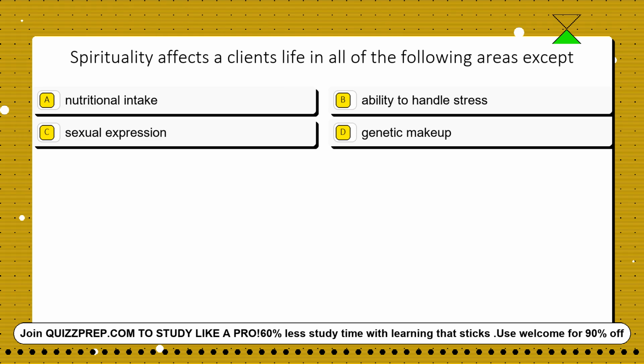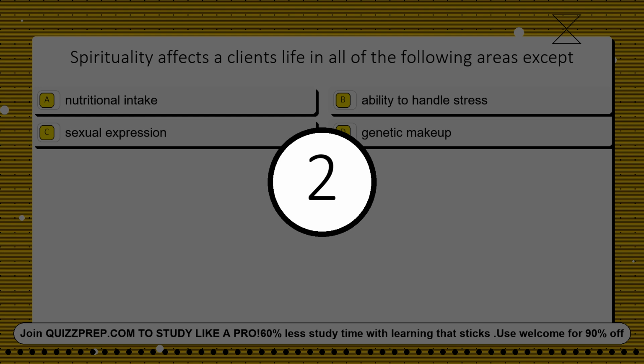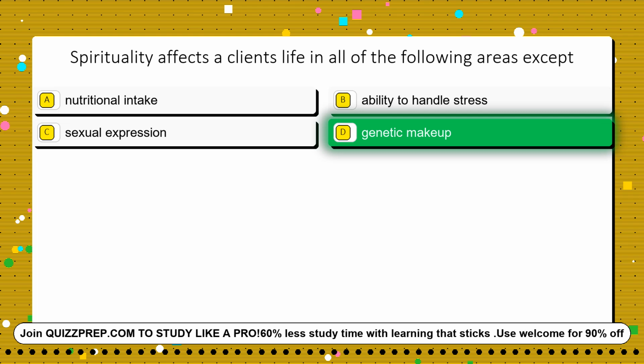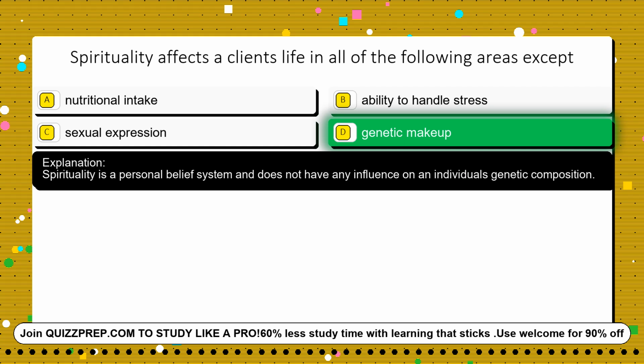Question 56. Spirituality affects a client's life in all of the following areas except Option A. Nutritional intake. Option B. Ability to handle stress. Option C. Sexual expression. Option D. Genetic makeup. The correct answer is option D. Genetic makeup. Spirituality is a personal belief system and does not have any influence on an individual's genetic composition.